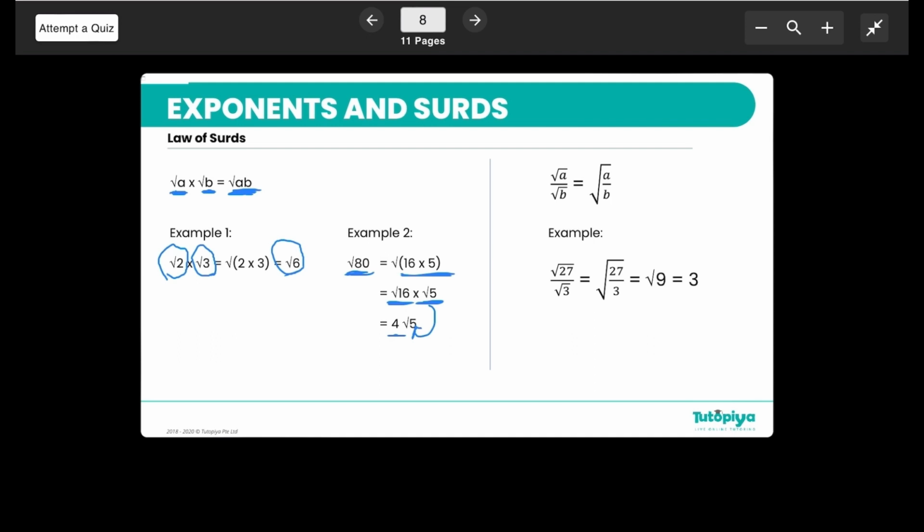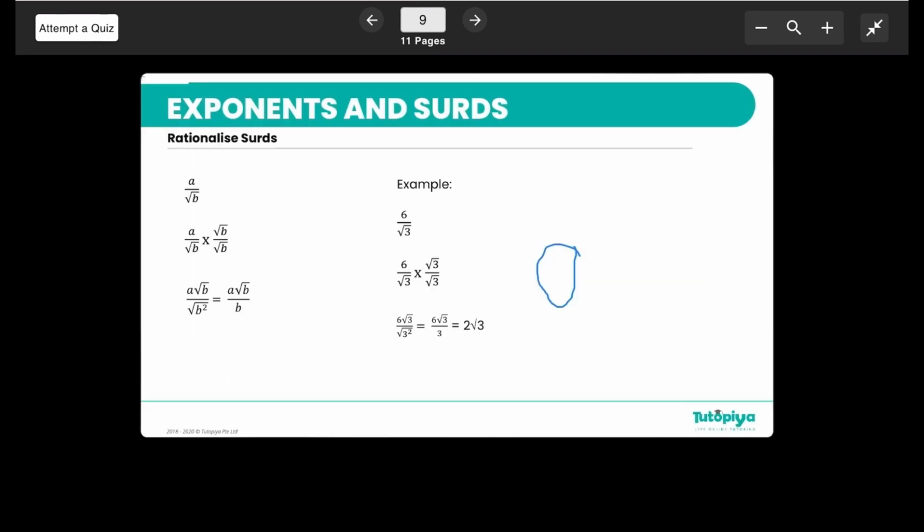Or we simply have square root of a divided by square root of b, which we can also write as the whole thing, square root of a over b. It is both the same. Now, how do I simplify that? If I want to simplify something as simple as square root of 27 over square root of 3, that is square root of the whole thing, 27 over 3, which is square root of 9, which is 3.